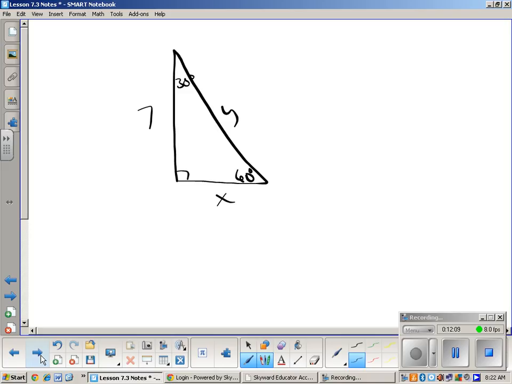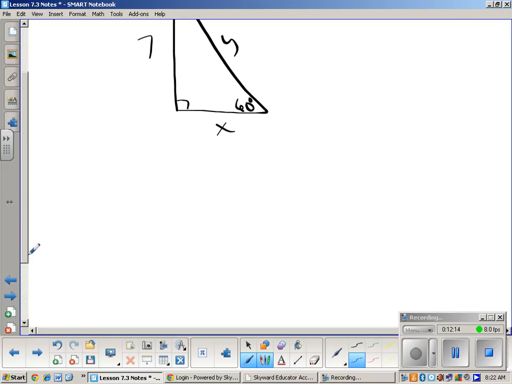In the 30-60-90 triangle, what's one of my rules? Just state what the rule says. Hypotenuse is 2 times the short leg. Okay, I'm going to abbreviate hypotenuse a little bit. Hypotenuse equals 2 times the short leg, right? What's the other rule? Longer leg is square root of 3 times the short leg.